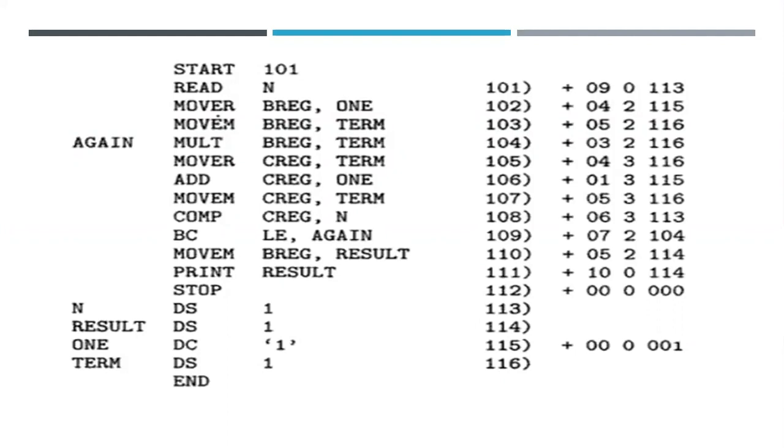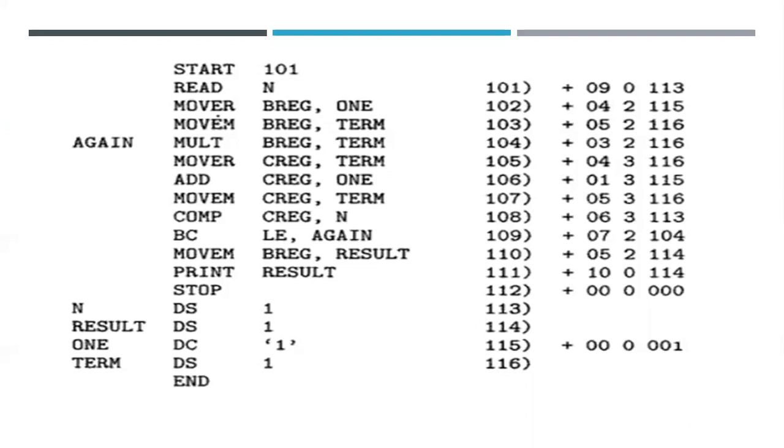Next is move r, move to register. What is to be moved? The content of operand 1 is to be moved to the B register. Then move to memory: the B register content to term. Now the content of 1 is available in term.